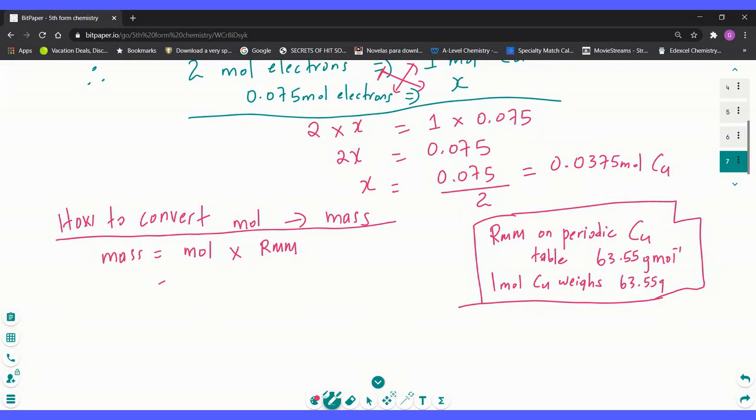So now, how do we find the mass? We knew from up here that we had been forming 0.0375 moles of copper. So I'll put that in right here. And we looked at the periodic table to find the RMM of copper, which was 63.55. So when we work it out, we can now see what mass of copper we would have produced. Work that out for me and tell me what mass it is you get.